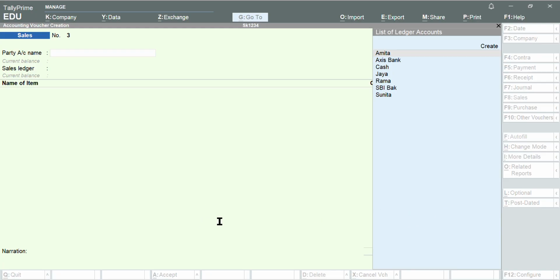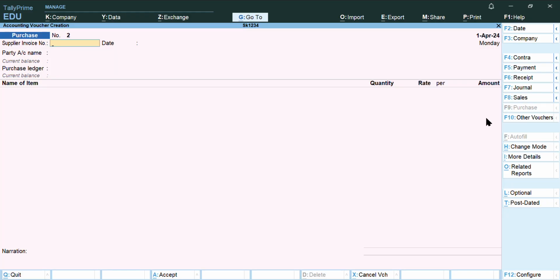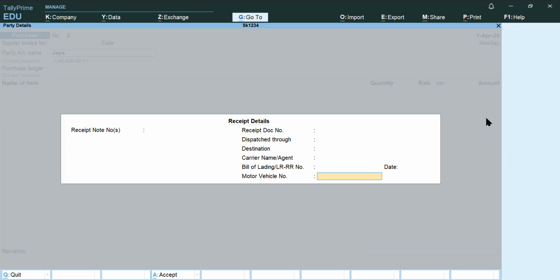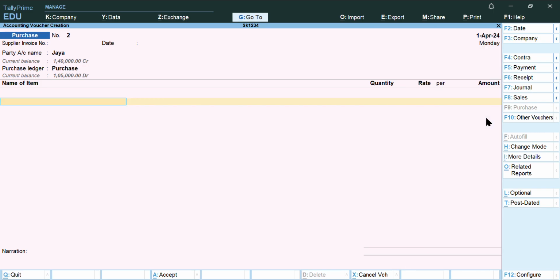Now it's a goods purchased, it means the voucher should be, I hope you know the answer, purchase voucher. Now what is the invoice number? We don't need to write it, date is not needed. Party's name, so remember party's name was Jaya. Okay, Jaya. No details here, nothing here. Okay, what was the ledger? Purchase ledger.